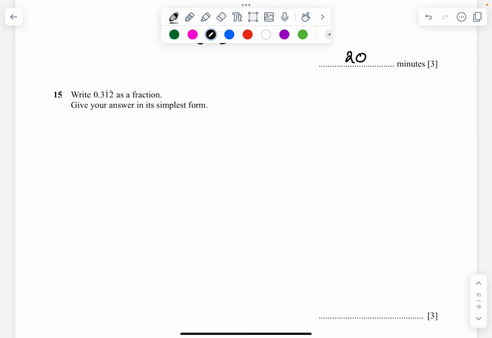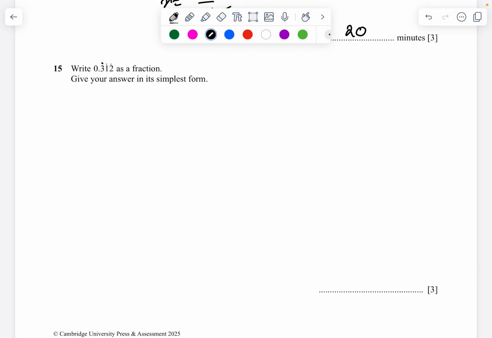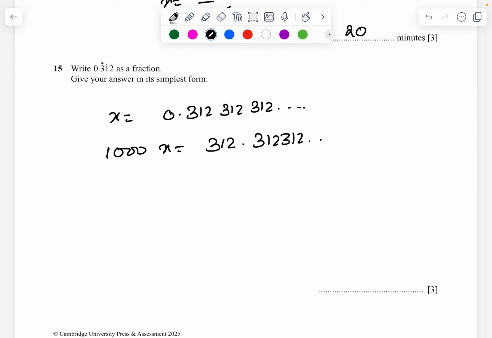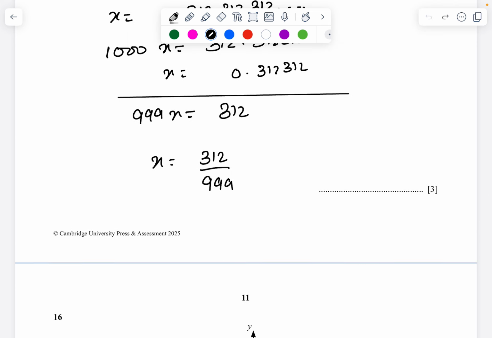Write 0.312 recurring as a fraction. I'm going to take x equals 0.312312312, and so on. So 1000x equals 312.312312, and so on. So x equals 0.312312. So subtract it out. It becomes 999x equals 312. So x equals 312 divided by 999. So what is it going to be? 104 divided by 333.